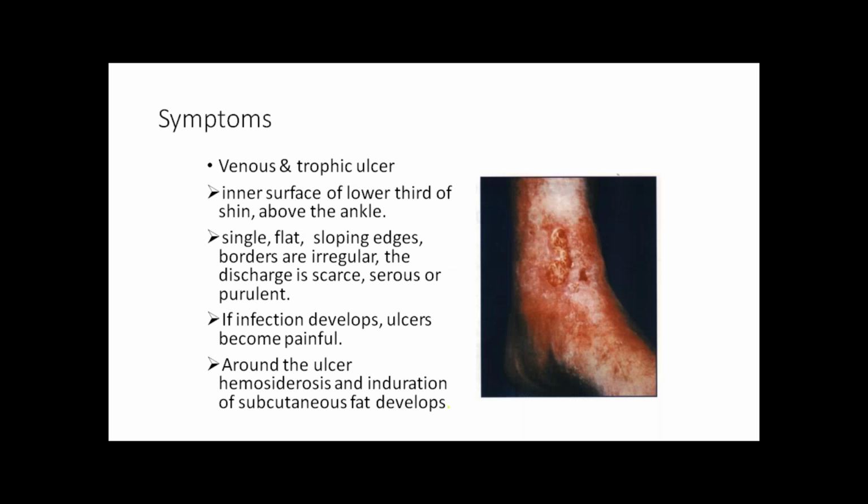And there will be a venous ulcer or trophic ulcer on the inner surface of the lower third of the shin above the ankle. This is the position of the typical venous ulcer. It is a single, flat ulcer with sloping edges. So what is the Gaiter's zone?